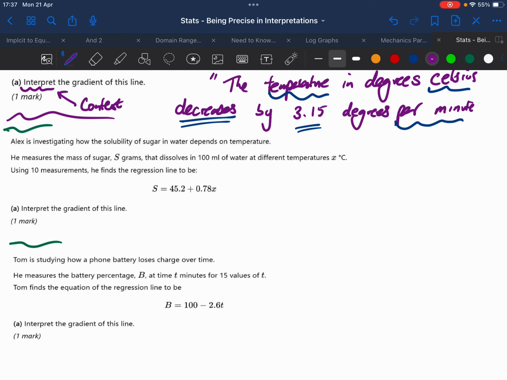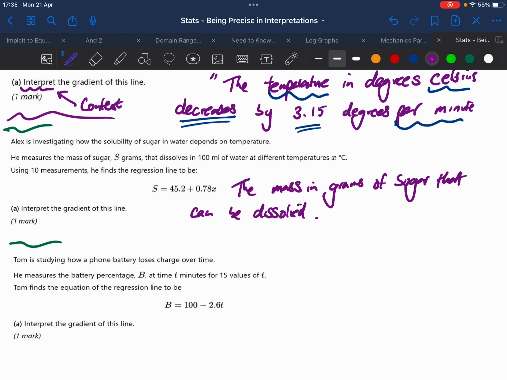So after reading it for a little bit, we want to be saying something like the mass in grams of sugar that can dissolve. It's a bit repetitive, but this is better to be safe rather than to rush it and get nothing out of the time. The mass in grams of sugar that can be dissolved. And you might even say in 100 milliliters of water.